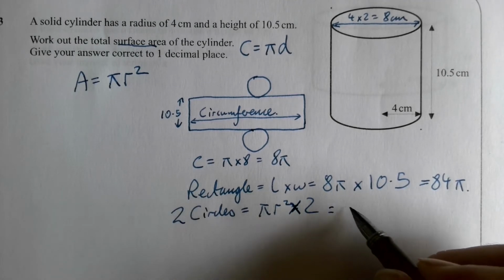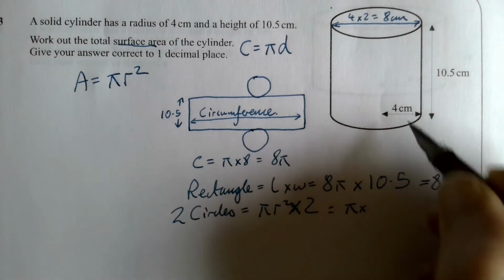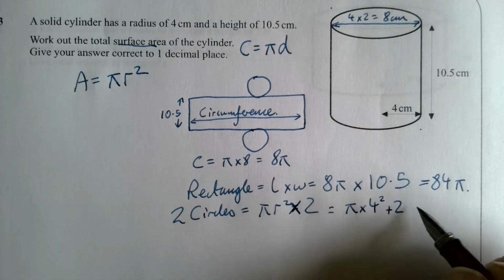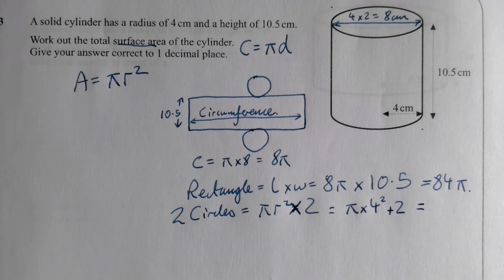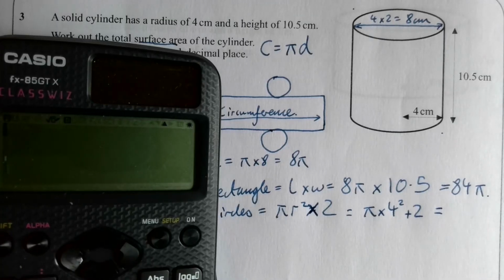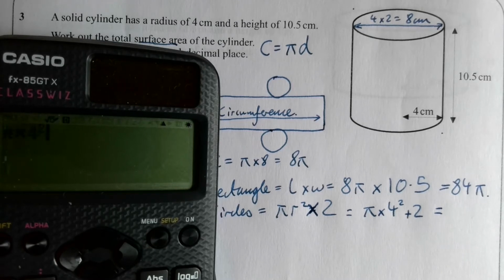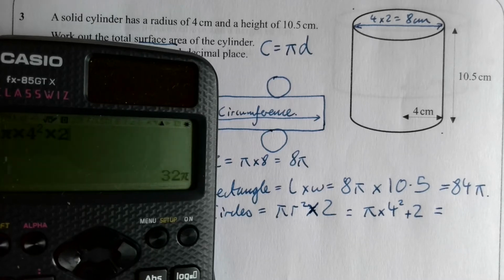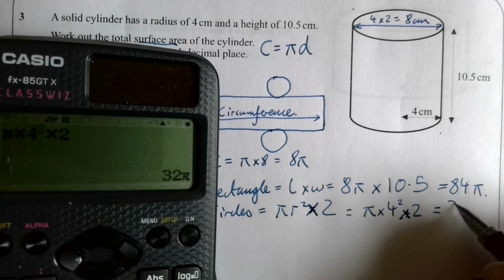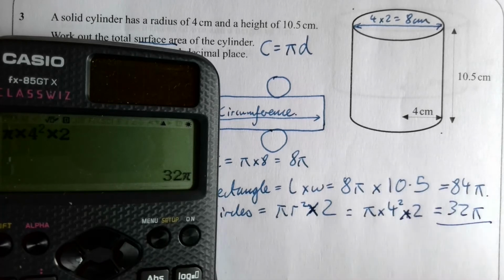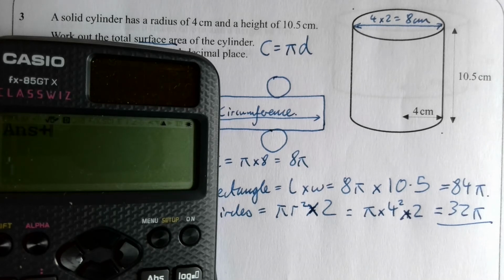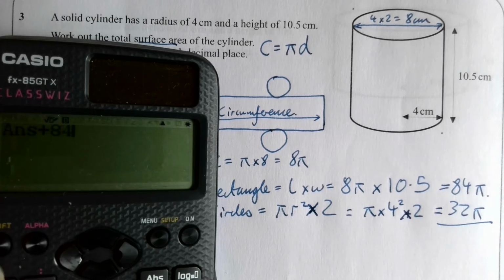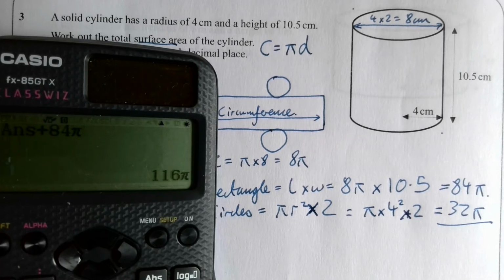So let's write that down: equals pi times 4 squared times 2 equals. Put that into your calculator and shift pi times 4 squared, not plus 2, times 2 gives us 32 pi. So then to get the total surface area, we just need to add those together. So if I just press plus, it says Ans on there, it just uses your last answer. 84 shift pi should tell me 116 pi, because 32 plus 84 is 116.